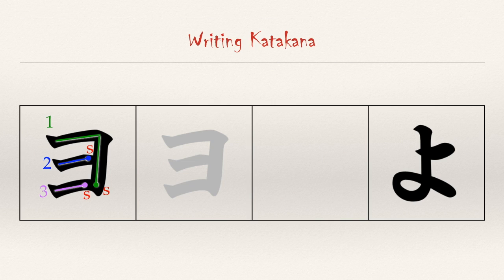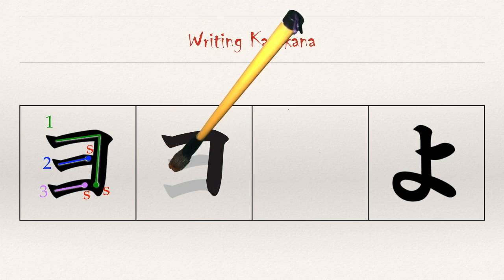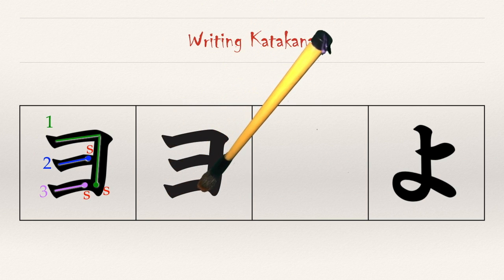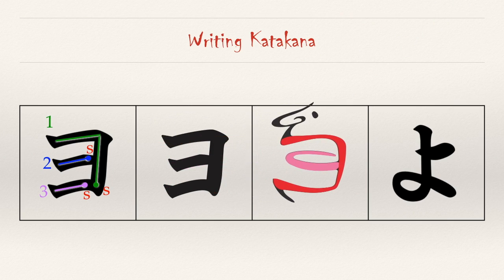Now for a quick look with animation. Bring in the brush, stroke 1 goes across and down, stroke 2 goes across, and stroke 3 also goes across. Yo. This character is easy to remember if you can visualize somebody yodeling. Yodel-hee-hoo! Can you tell why I'm not a singer? And that is our final character for today.